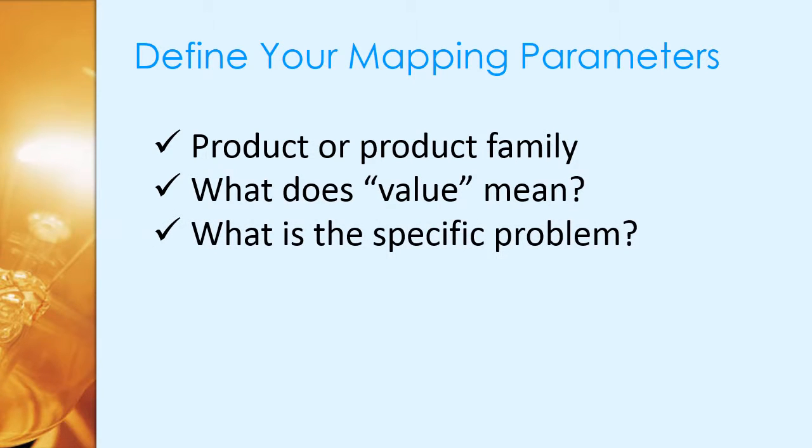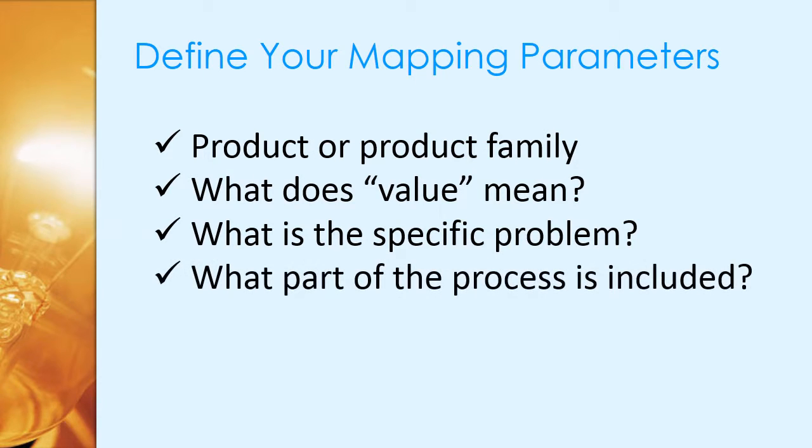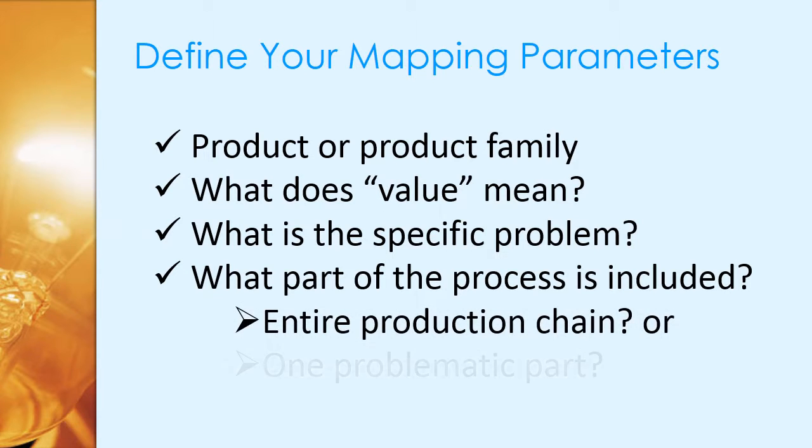Define the scope of your mapping. Many value streams cross operational departments, and the mapping can grow quite large if it ends up capturing more of the process than is necessary. Set the parameters of your mapping. Are you mapping an entire production chain? Or are you mapping just one problematic part of a value stream?